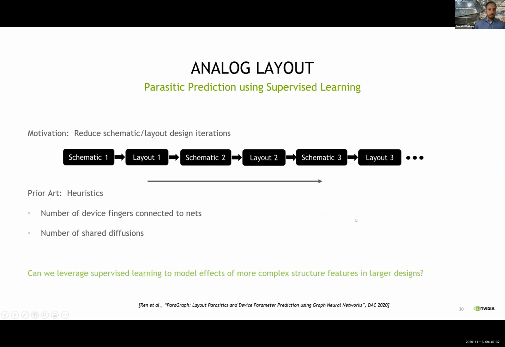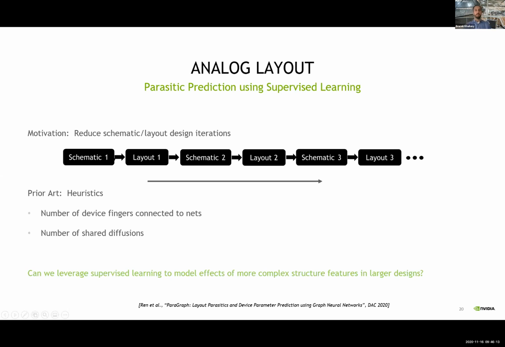Another example where we've used graph neural networks is in analog layout. Here, the problem is that, especially in modern FinFET technologies, parasitics play a huge role in the performance of your analog circuits. Because of this, designers will often have a schematic and do a layout iteration, and the results post layout, after layout parasitic extraction, are dramatically different than what they had with the schematic version, and they need to do a number of iterations.